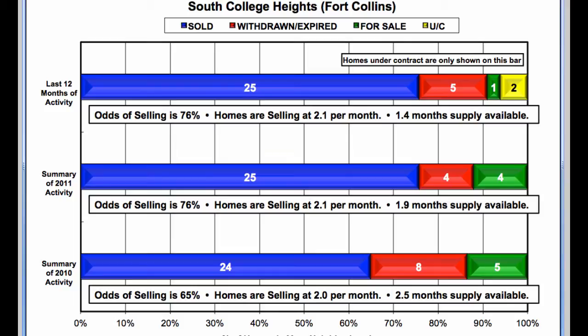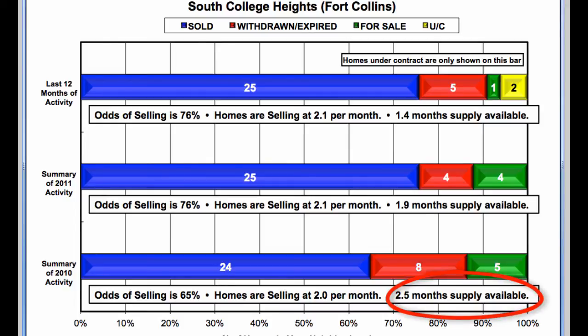Now, in the text boxes, we summarize several key measurements: the odds of selling, the absorption rate, and the month supply. Of course, we just showed that the odds of selling is the percentage of homes sold compared to all the real estate activity. This next data is what realtors generally call the absorption rate. This is how many homes have sold over a specific period of time. Or in this case, what's the average number of homes sold per month? Now, we don't really refer to it as absorption rate because we want to keep these charts as easy to understand and explain as possible. We found that when we start to introduce the absorption rate concept and use that terminology with buyers and sellers, we tend to add confusion. So we just merely state that the homes are selling at 2 per month.